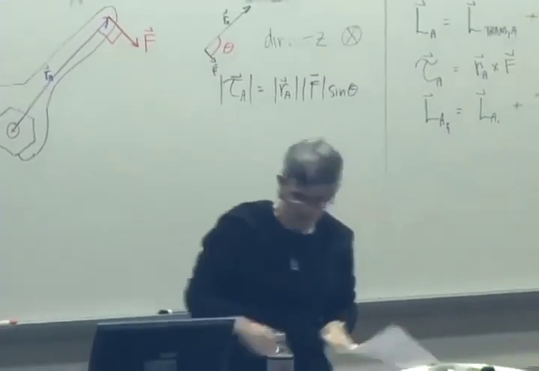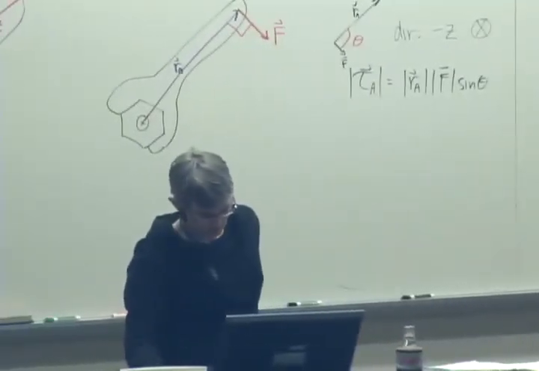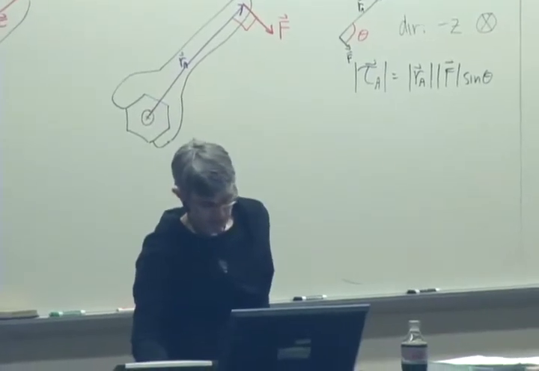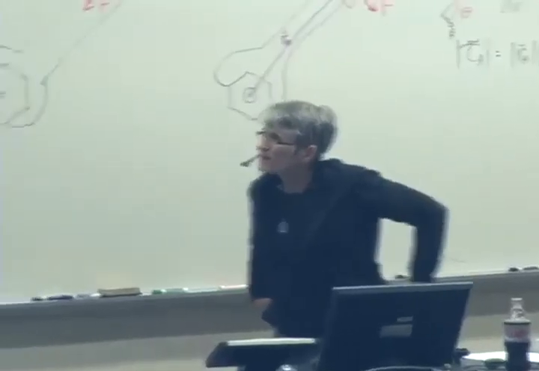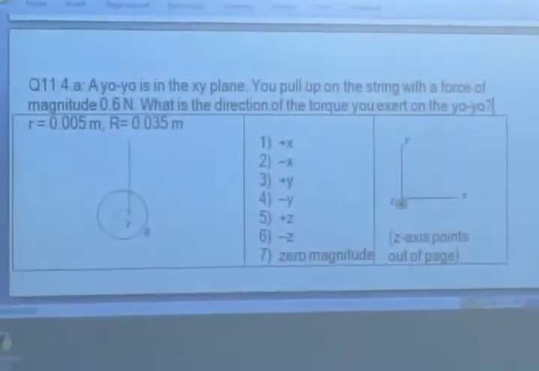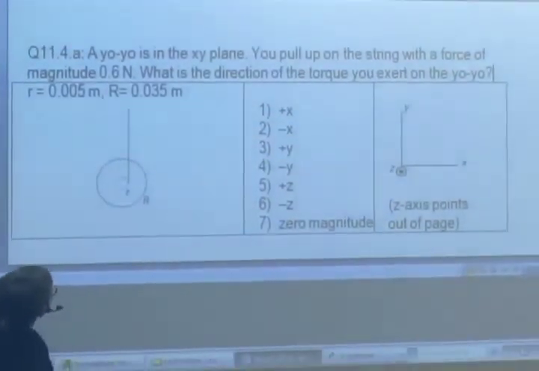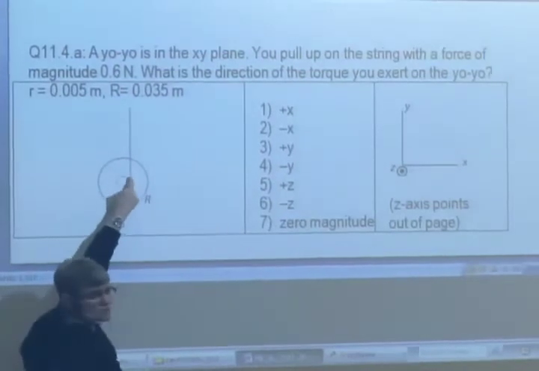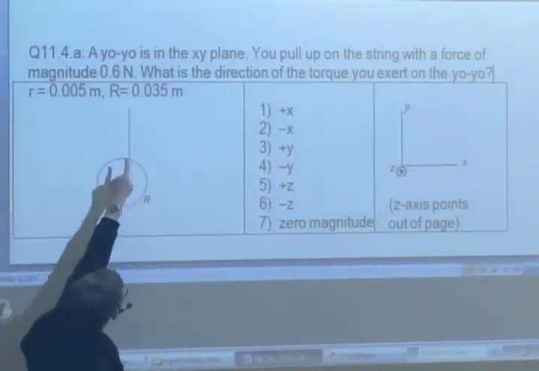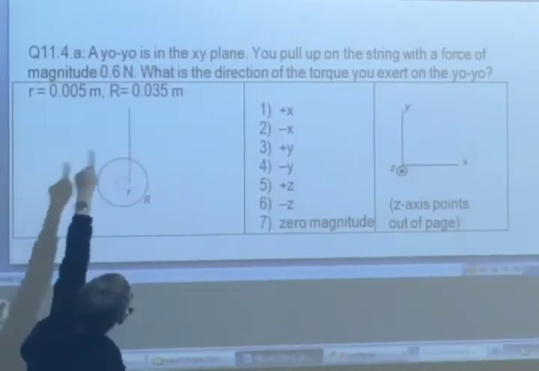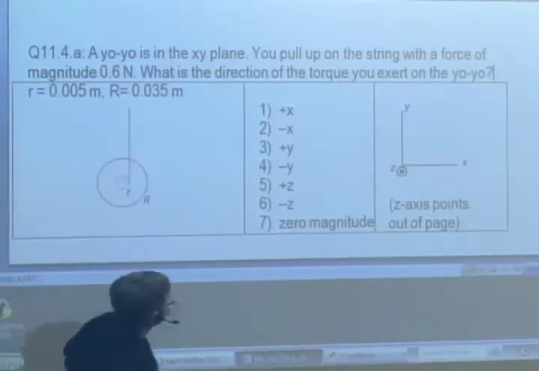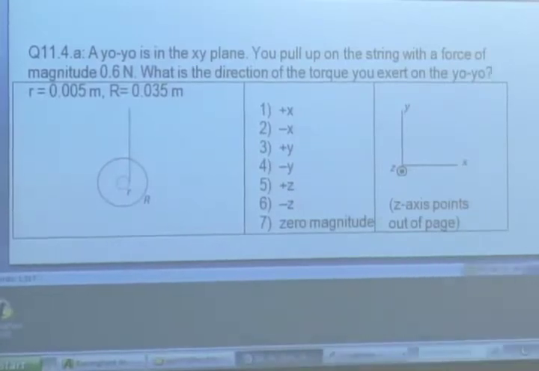All right. So let's see if we can just figure out a torque. Okay, so let's consider a yo-yo that's in the XY plane. And the string is wound around this inner cylinder. And you're pulling up on the string with a force of magnitude 0.6 newtons. What is the direction of the torque you're exerting on the yo-yo?